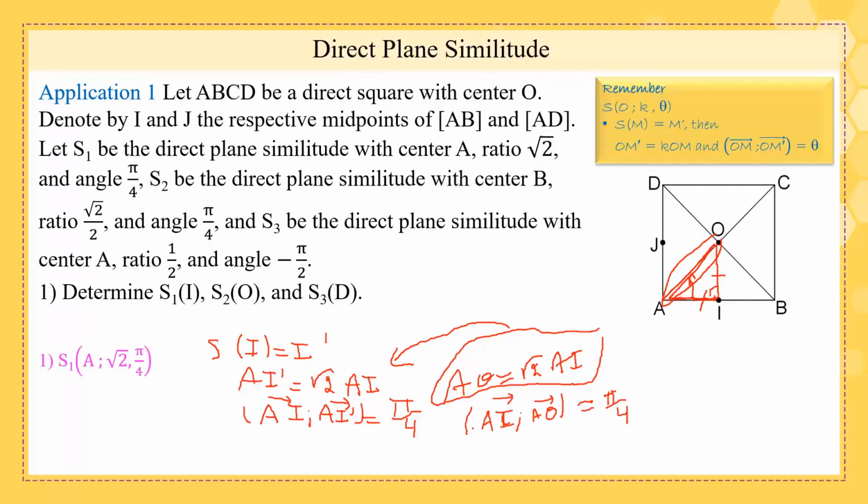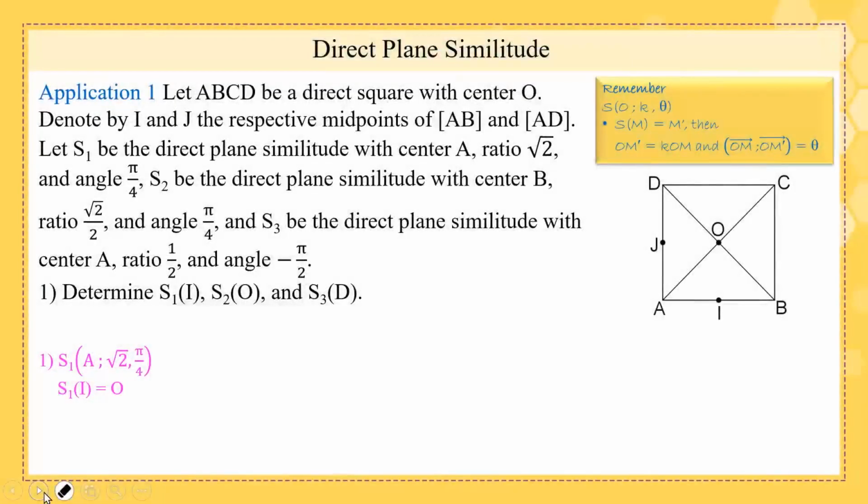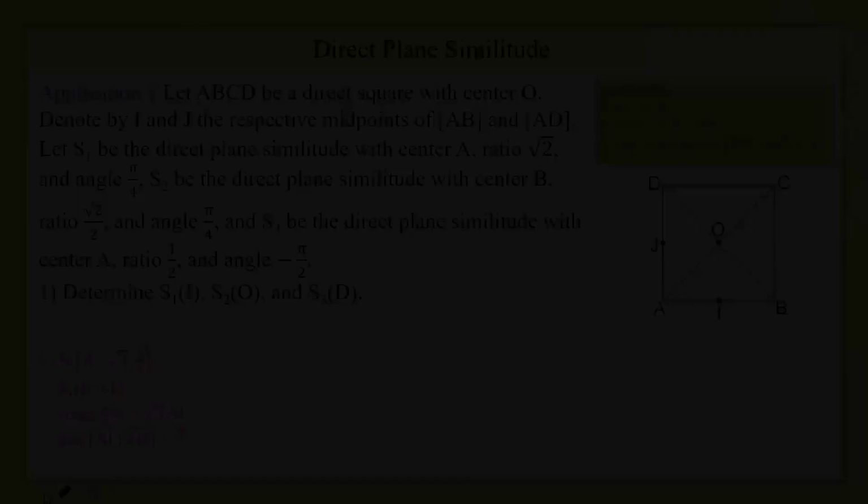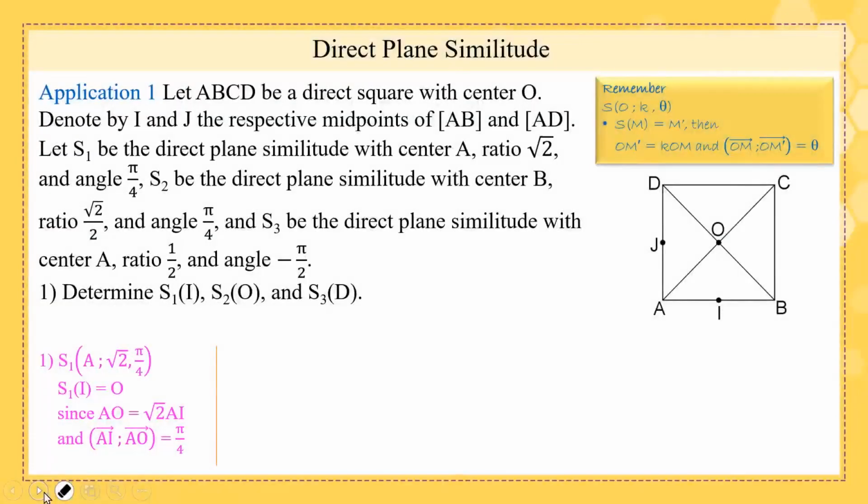So this means that O will play the role of I prime. So S1 of I equals O, and this is the solution. S1 of I equals O because AO equals radical 2 AI as we said, and the angle between AI and AO equals pi over 4. Now let us go to the second one, S2 of O.